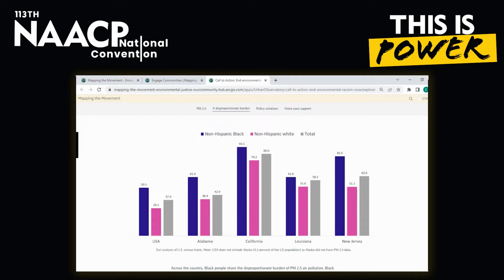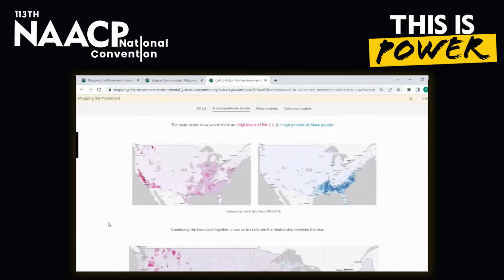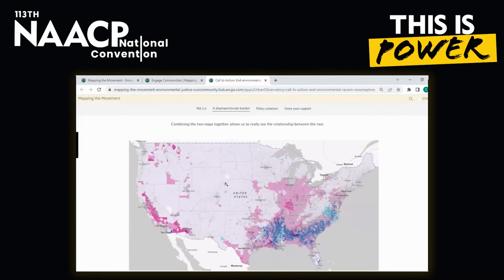Now let's look at the same data in a different way with maps. So these maps show where there are high levels of pollution of PM 2.5 and a high percentage of Black or African American people. It's amazing how quickly we can detect patterns using a side-by-side view, but what's even more exciting is how we can overlay this data. Now we're looking at where Black families live in relation to this dangerous pollution. This helps us better understand where environmental injustice is happening.